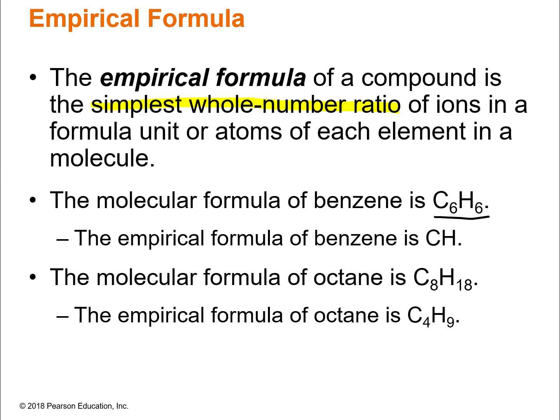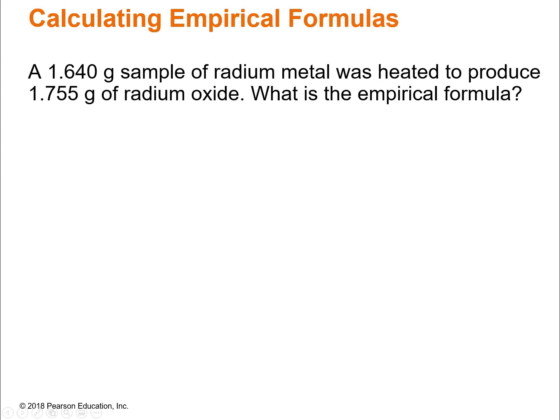We're going to learn how to figure out the empirical formula of a compound given mass information or percent composition. So let's calculate an empirical formula. This is just one of the styles of problem that you may see when it comes to calculating the empirical formula. You're given the number of grams of reactants and products, some combination thereof, and you have to do some sleuthing and figure out what the empirical formula is. Here we have a sample of radium metal that's heated to produce 1.755 grams of radium oxide. And we need to figure out what is the empirical formula.